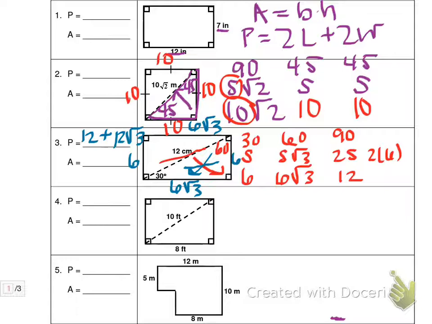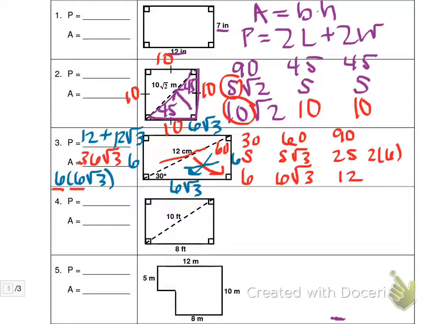And then for the area, length times width, base times height, which is 6 and 6 square roots of 3. So we're multiplying those. 6 times 6 square roots of 3. On these, we're just multiplying the front two numbers and we leave the square root alone. So 6 times 6 is 36. And then we leave the square root of 3 as it is.